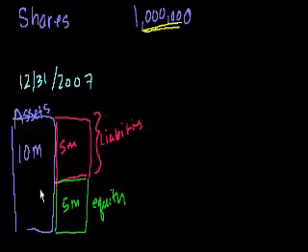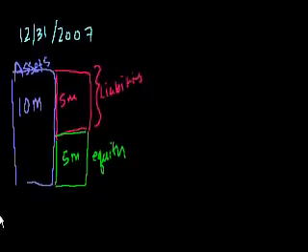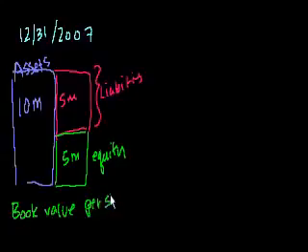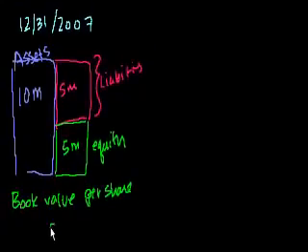$5 million equity. And just to tie this a little bit with what we did in the first video, if we have 1 million shares, the book value of the equity is 5 million. So the book value per share is just this number divided by the million shares I have. So 5 million divided by 1 million is $5. This is the book value per share.